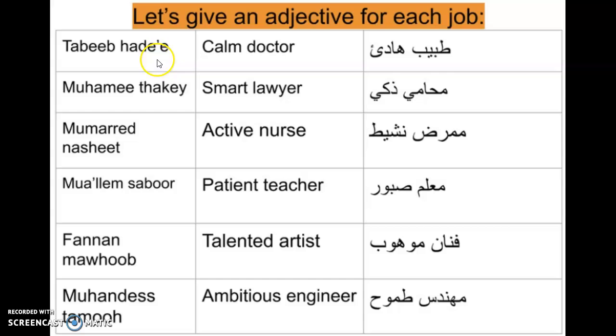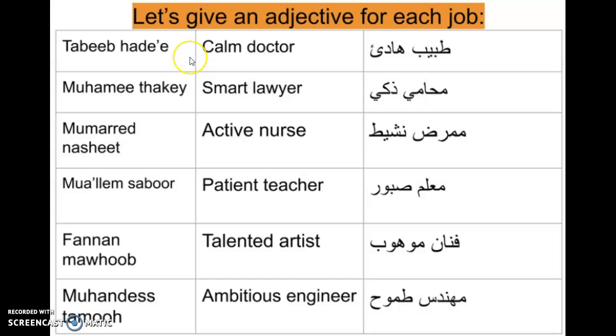طبيب هادئ. Boys and girls, هادئ is calm. A calm doctor. محامي ذكي. ذكي is smart. ممرض نشيط. نشيط. معلم صبور. صبور, patient. فنان موهوب. موهوب, talented. مهندس طموح. طموح, ambitious. The study guide will be shared with you, of course, and is on Google Classroom.